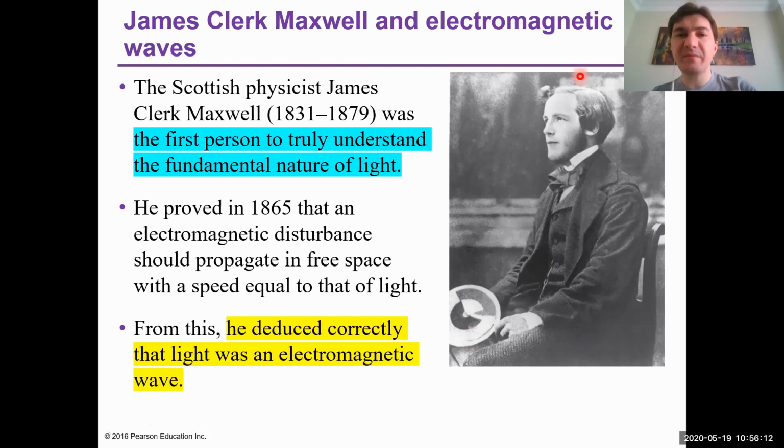Here you see a scientist, Scottish physicist James Clerk Maxwell. He was the first person to truly understand the fundamental nature of the light. He deduced correctly that the light was an electromagnetic wave, and the light is propagating in vacuum with a certain speed. This was explained by James Clerk Maxwell. And today, by using Maxwell's equations, we will try to understand the nature of the electromagnetic waves.